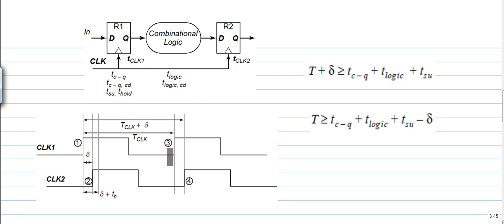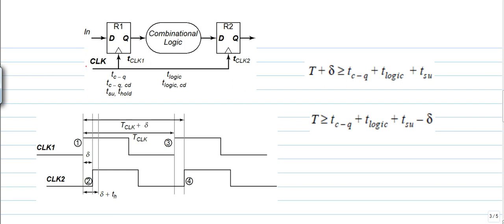If one can remember exactly, the points in the timing diagram 1, 2, 3 and 4 are the edges received by the flip-flops, namely R1 and R2. Here we are interested in the advantages of positive skew. So let's consider the scenario.